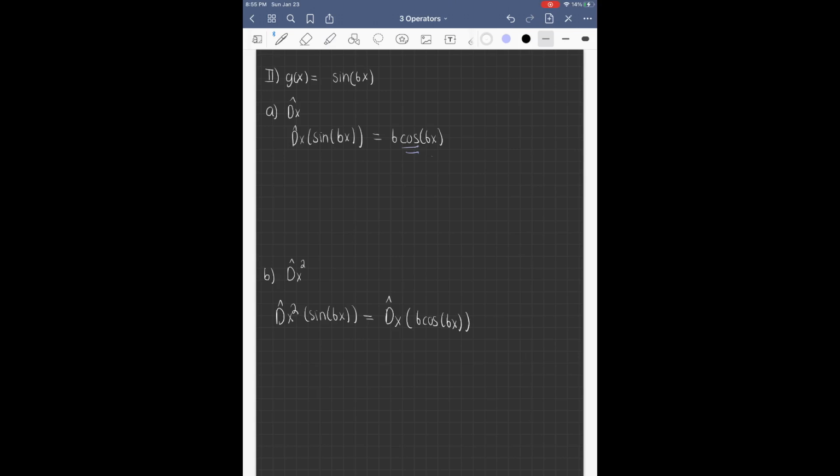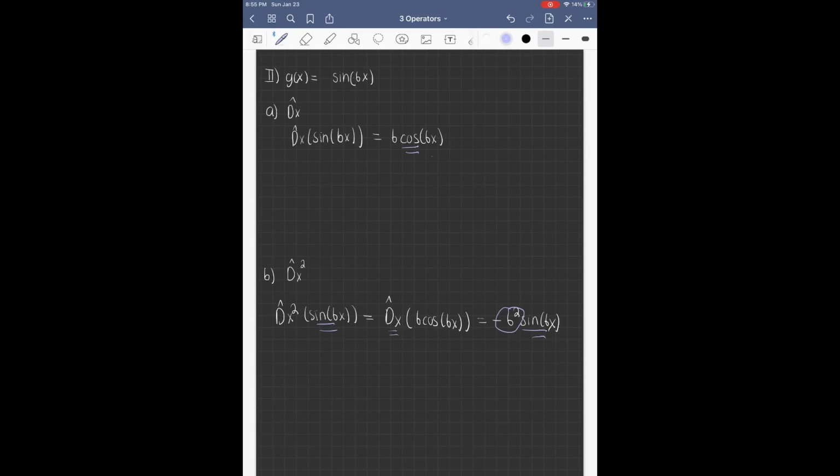Now we can still operate on this again because we still have a derivative operator left over. Operating on this again, we get negative, because the derivative of cosine is negative sine, negative b squared sine of b x. Because it's only a constant times the original function, and b is just an arbitrary constant, a constant times a constant is just a constant again.